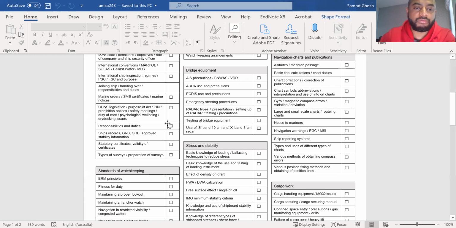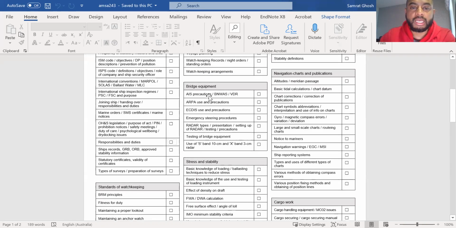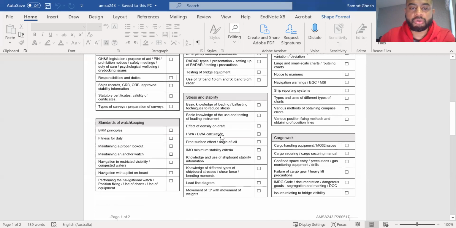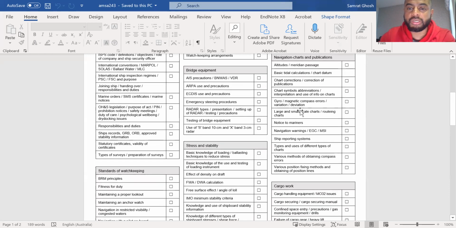All right. Then you also have standards of watchkeeping, where they talk about the bridge resource management principles, fitness for duty, maintaining a proper lookout, and so on and so forth. In bridge equipment, you are asked questions about AIS, ARPA, ECDIS, steering procedures. In stress and stability, you can see questions regarding freshwater allowance, dock water allowance, basic knowledge of loading, and ballasting techniques. Navigation charts and publications, you can see what all questions are being asked. Here you'll be asked some questions about gyro and magnetic compass errors as well, notice to mariners, ship reporting systems.